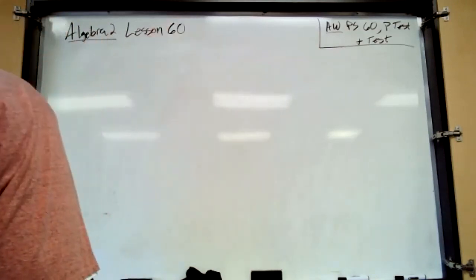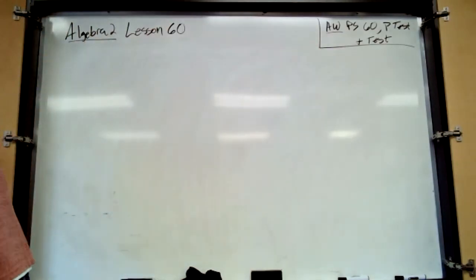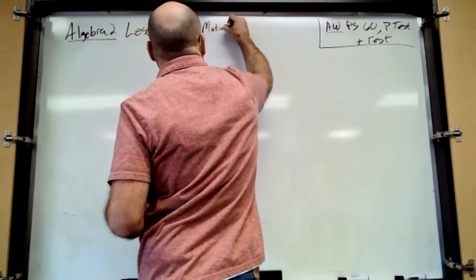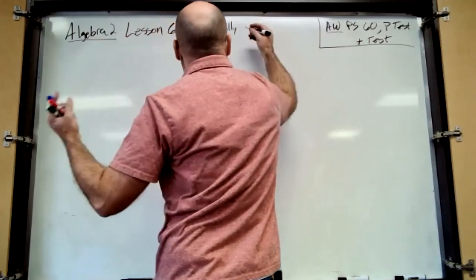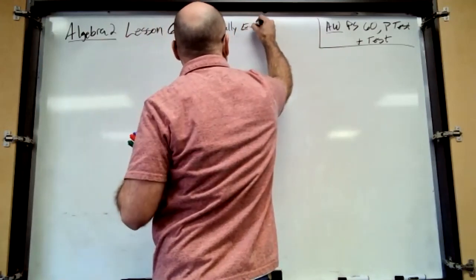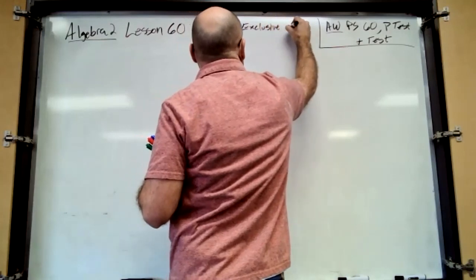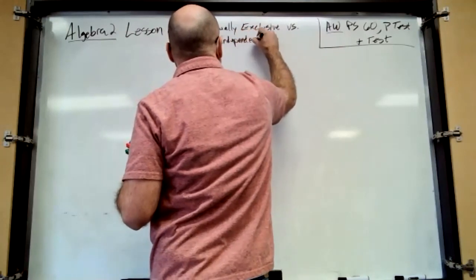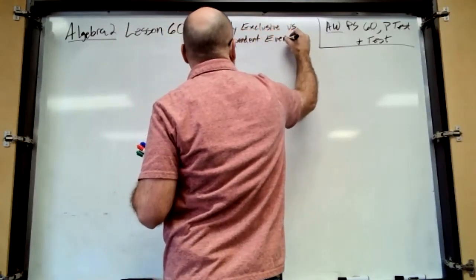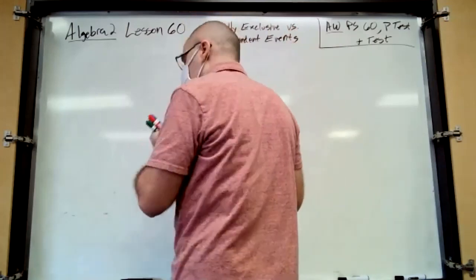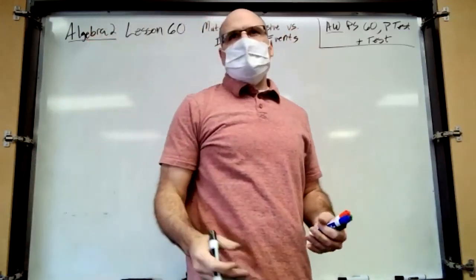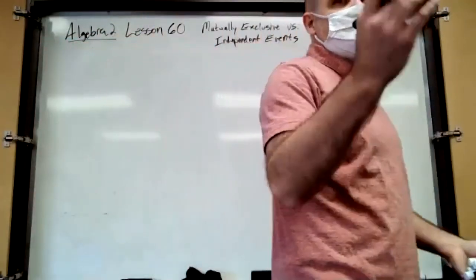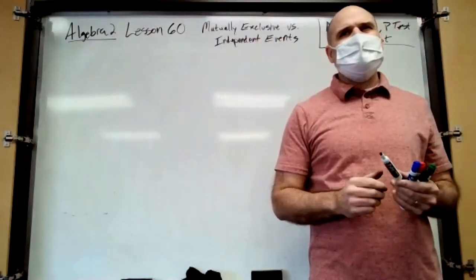All right, lesson 60 is distinguishing between mutually exclusive and independent events. Now we started talking about this with probability. Mutually exclusive versus independent events. Now remember, independent events don't affect each other. So flipping a coin, flipping a heads on a coin doesn't affect what your next flip is going to be. The coin doesn't get tired of landing on its face, right? So it's an independent event.